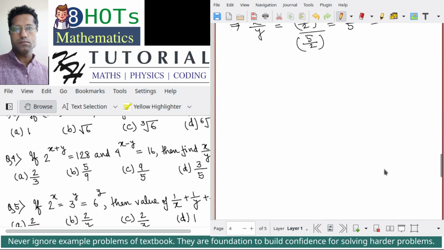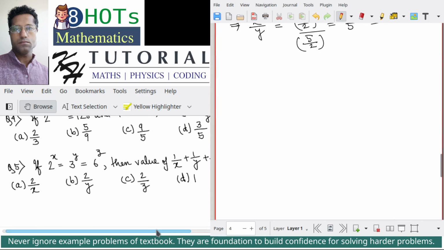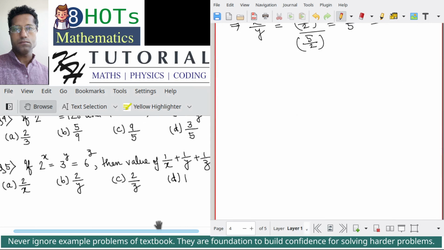Let's see question number 5. Question number 5 says it is given that 2 raised to the power x is equal to 3 raised to the power y is equal to 6 raised to the power z. Then we are asked to find the value of 1 by x plus 1 by y plus 1 by z.